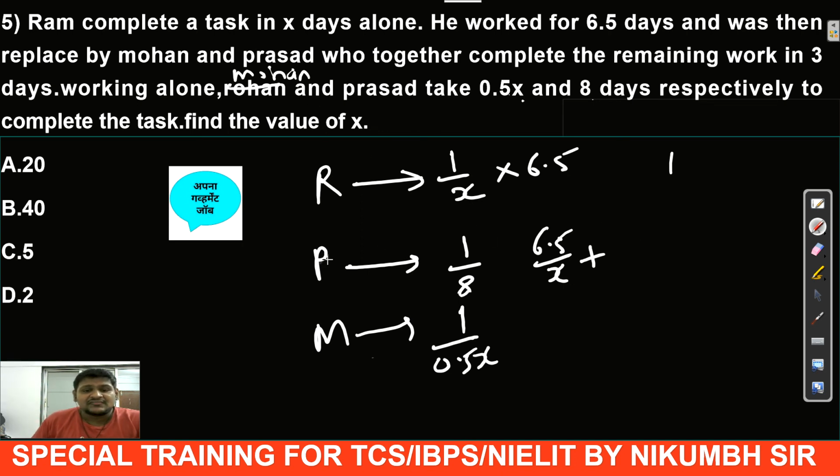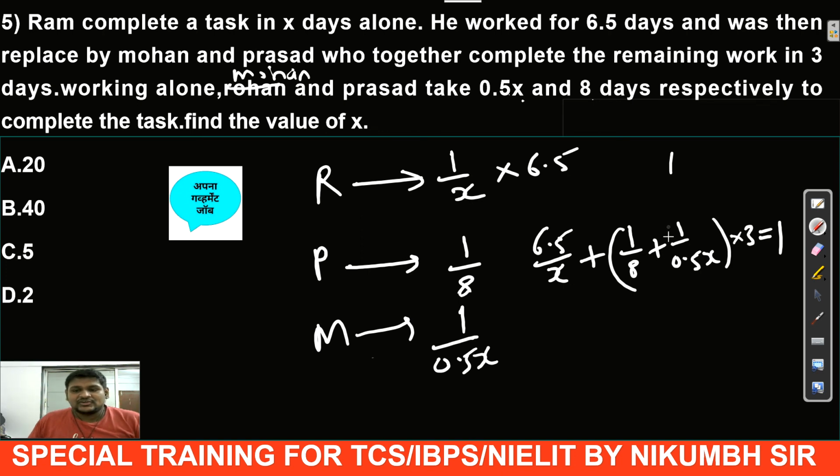So what is the efficiency or per day work of Prasad? 1 by 8. And what is the per day work of Mohan? 1 by 0.5x. So 1 by 8 plus 1 by 0.5x, because they are working combinedly. And they work for how many days? 3 days, and then the total work gets completed, that is 1. So now you just have to solve this equation.